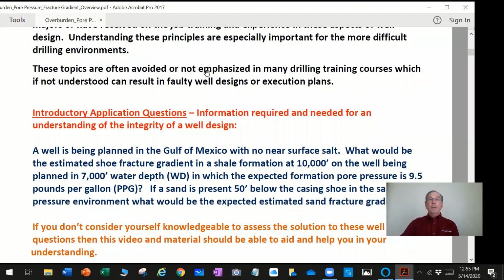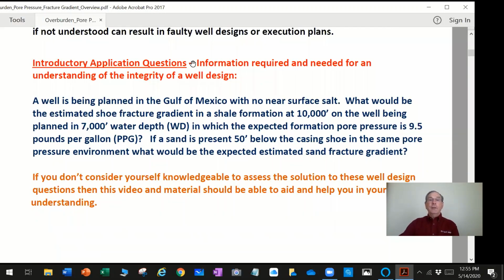An introductory application question, of some information that would probably be required for the understanding of the integrity of a well, might be this question that I have created to illustrate. A well is being planned in the Gulf of Mexico with no near surface salt. What would be the estimated shoe fracture gradient in a shale formation at 10,000 feet on the well being planned in 7,000 foot water depth, in which the expected formation pore pressure is 9.5 pounds per gallon? And then, if a sand is present 50 feet below that casing shoe in the same pore pressure environment, what would be the expected estimated sand fracture gradient?